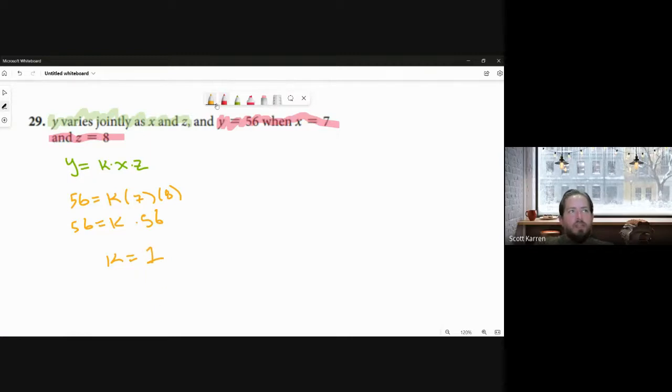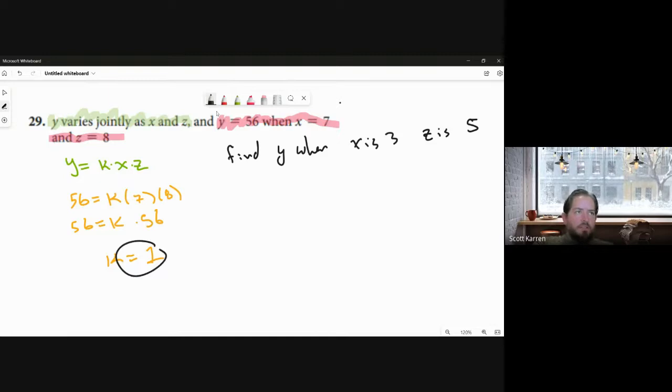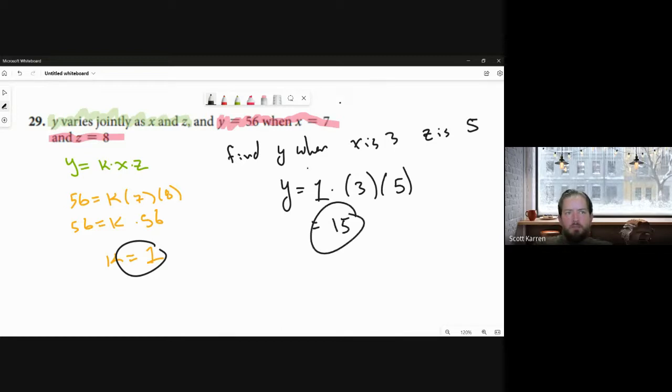So any question they ask from the follow-up, they might say, find y when x is 3 and z is 5, right? But I know that since k is 1, then this isn't terribly difficult. It's just y equals that 1 multiplied by x multiplied by z, which is 5. But 1 times 3 times 5 is 15.